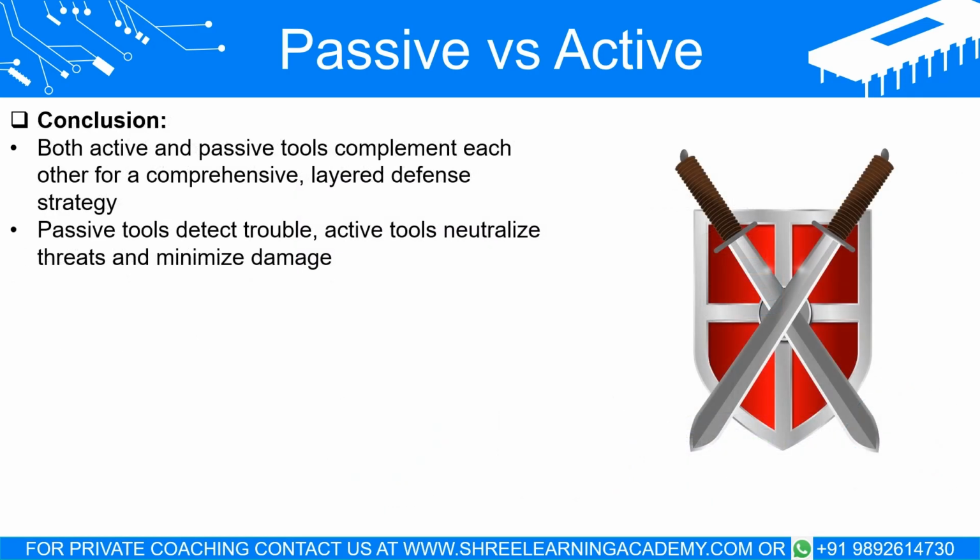In the grand scheme of cybersecurity, both passive and active tools, techniques, and technologies play pivotal roles. They complement each other, providing a comprehensive layered defense strategy. Passive tools keep a watchful eye on network activities, looking for signs of trouble, while active tools step in to neutralize threats and minimize damage. Together, they help ensure the security and integrity of our digital systems and data.